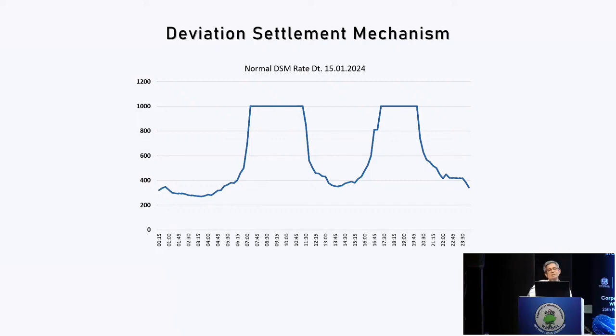We call it the deviation settlement mechanism rate. Again, that rate is fluctuating daily, over the day, week. If we cannot predict as accurately as possible, then again we have to pay a penalty for this deviation settlement mechanism.